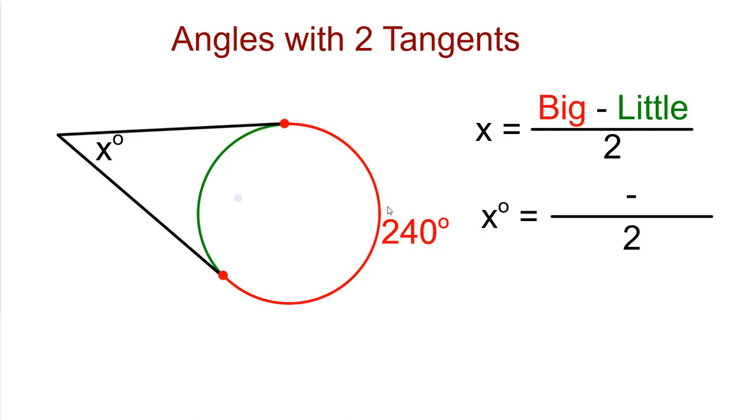The big arc, of course, is going to be the one that's furthest away from this angle. So if they tell us the big one's 240, minus the little one, which is going to be the one on the inside. To figure out the inside arc, we have to look at the big picture. The whole thing is 360, so what's left on the inside is 120. 360 minus 240 gives us 120. So 240 minus 120 is 120, divided by 2 leaves us with 60. So this angle here is equal to 60.